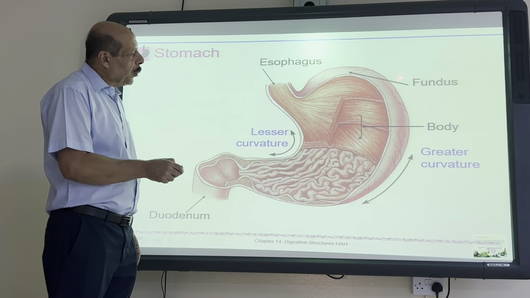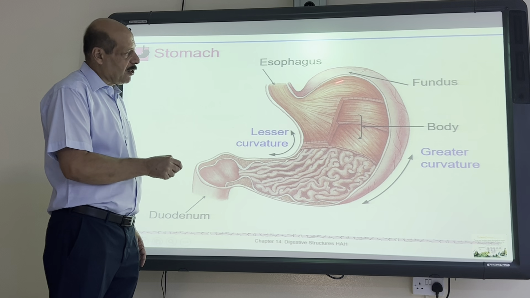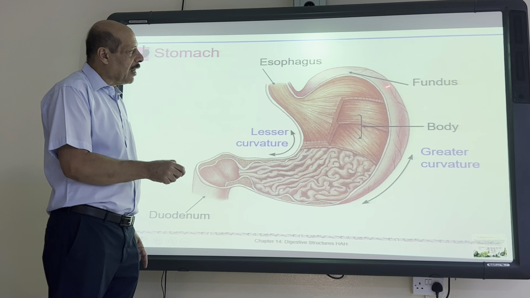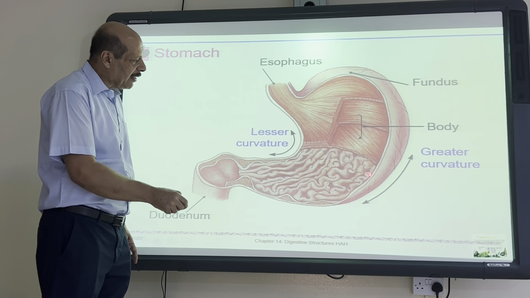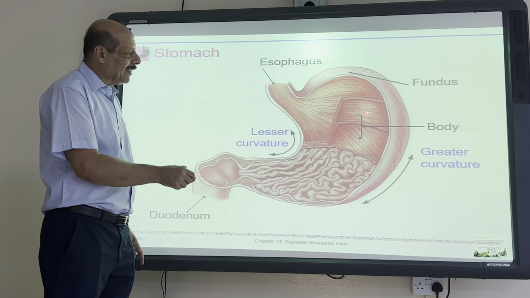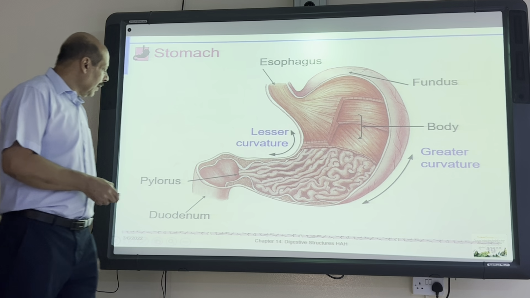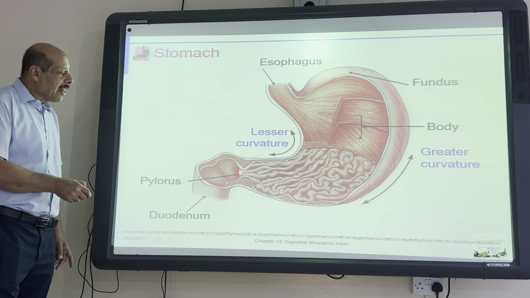This part we call the fundus of the stomach. So the upper part is called the fundus, and this part is called the body. So fundus, body, and this is the pylorus.